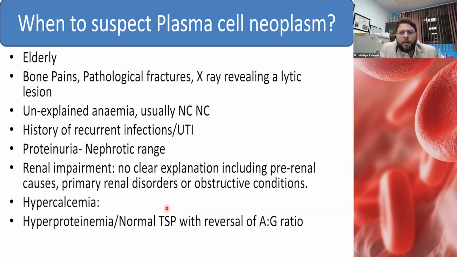When to suspect multiple myeloma? So it's elderly patients having bone pains, pathological fractures, lytic lesions, unexplained anemia, history of recurrent infections, proteinuria, hypercalcemia, and hyperproteinemia. If all these things are present, we can suspect a case to be a plasma cell neoplasm. And when we suspect this, we perform certain laboratory tests to confirm the diagnosis, prognosticate, or stage these diseases.